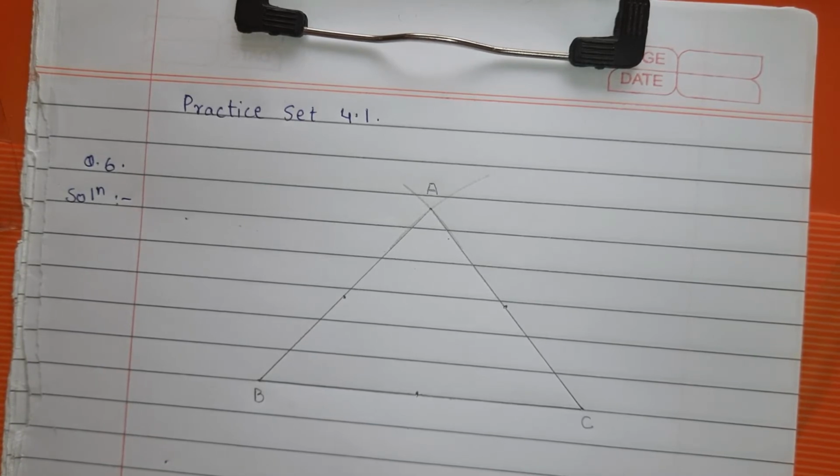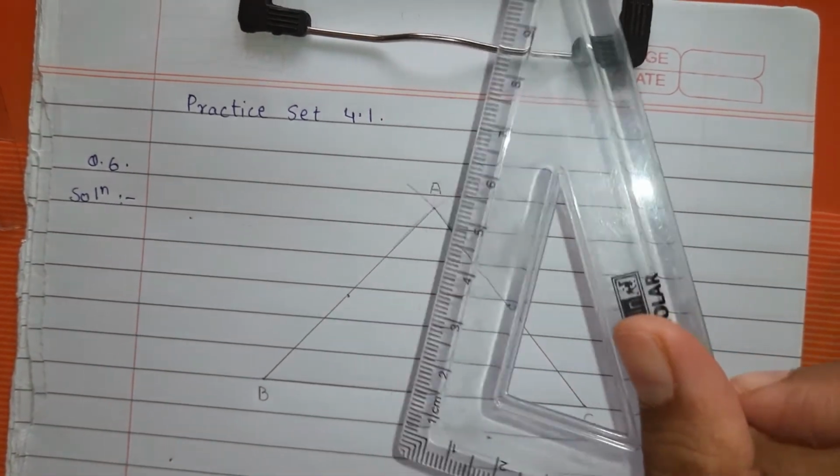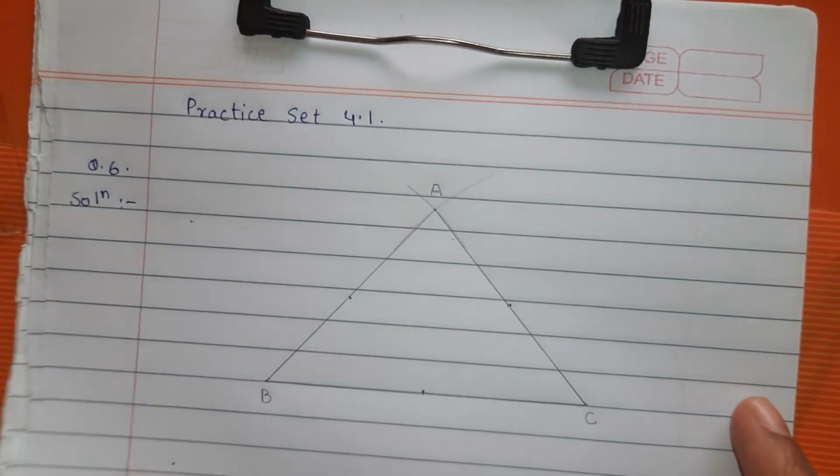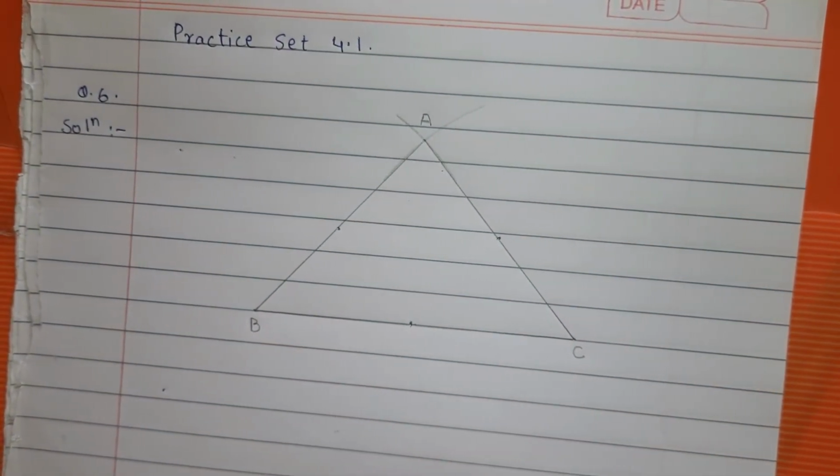Now we have to draw the medians also and altitudes also. So first we will draw the altitudes. How to draw the altitudes? By using the set square. So first we will draw the perpendicular of side BC from the vertex A.